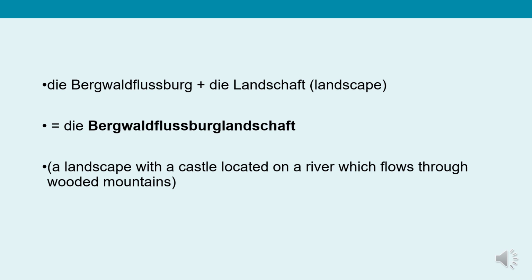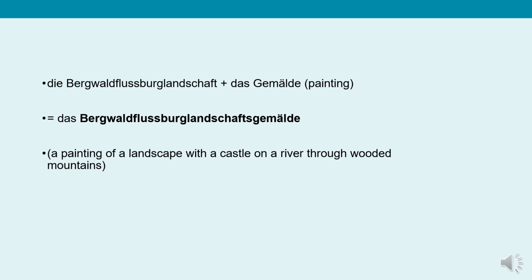How about this one? Bergwaldflussburg-Landschaft. Die Bergwaldflussburg-Landschaft. That is a landscape that contains a castle located in a river that flows through wooded mountains. And if we take that word, die Bergwaldflussburg-Landschaft, and add das Gemälde, a painting, we end up with das Bergwaldflussburg-Landschaftsgemälde, which is a painting of a landscape with a castle on a river through wooded mountains.